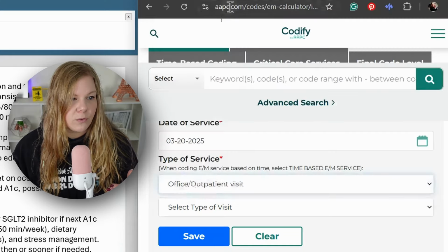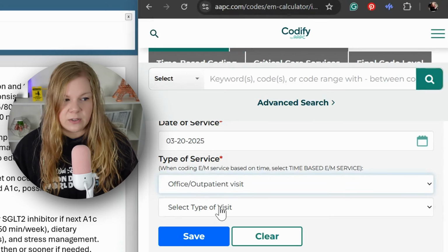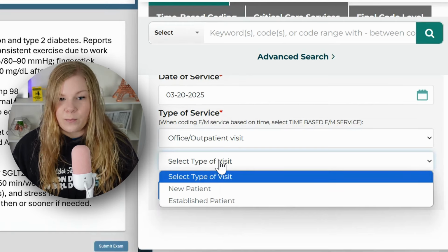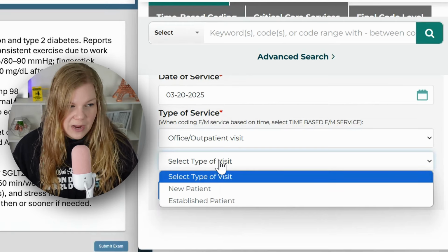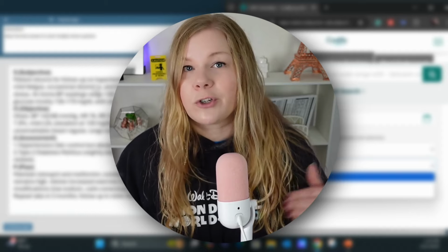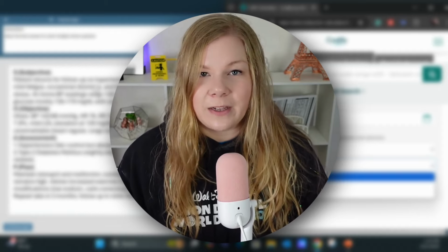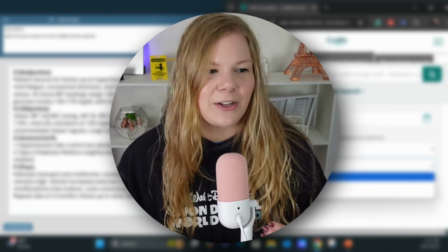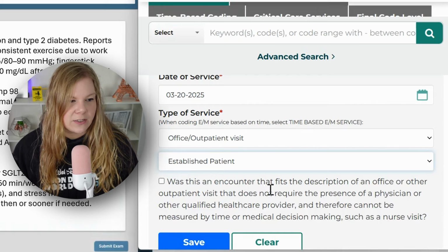But the one we're looking for is the office outpatient, and now it's going to say the type of visit. Is this a new patient or established patient? Well, it doesn't tell us in this scenario if it is a new or established patient, but it does say that they're returning for follow-up. So if they're returning for follow-up, that likely means that they are an established patient. They're coming here again. They're not a new patient. So we're going to select our established patient.